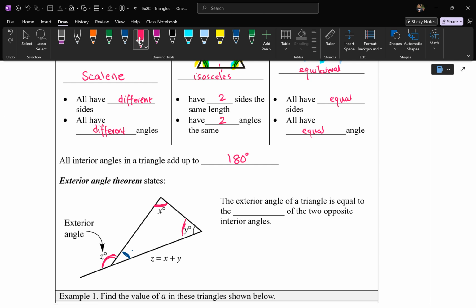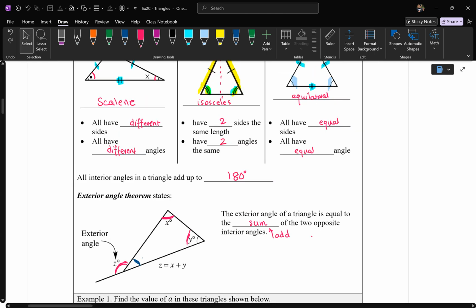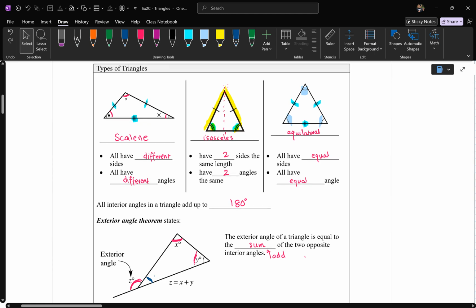Okay, so here, the exterior angle of a triangle is equal to the sum of the 2 opposite interior angles. Sum means add. Okay, so you're adding the 2 opposite interior, meaning inside, angles. Okay, so these are just for the notes for today.